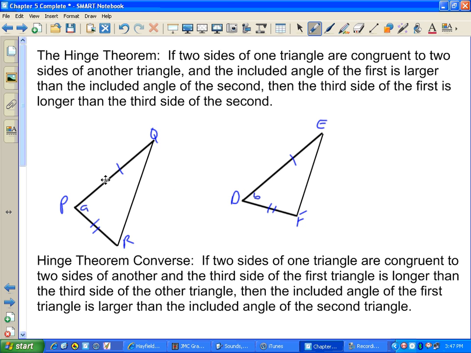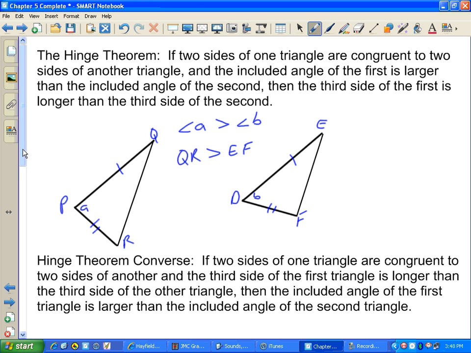If we've got this situation where we've got two sets of congruent segments on our two triangles, and we know that angle A, the angle in between our congruent segments, on this triangle is larger than the angle on our other triangle, so it's larger than angle B, well, that means that QR is going to be larger than EF. And that's the Hinge theorem.